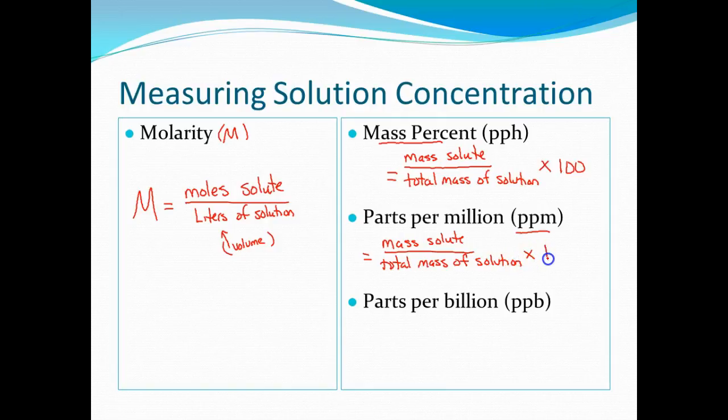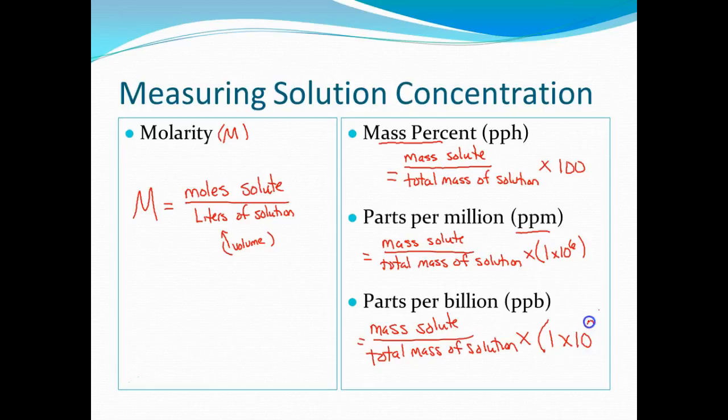times 10 to the 6th, which happens to be a million. Notice these two equations are exactly alike, except for this one is times 100 and this one is times a million. Parts per 100, parts per million, so guess what parts per billion is? Same equation, mass of solute divided by total mass of solution, but we are going to multiply it by a billion, which is 10 to the 9th.